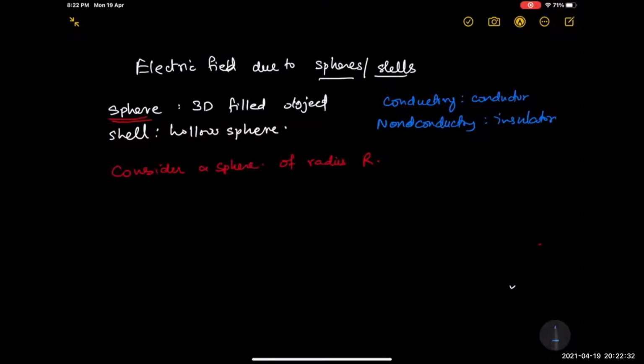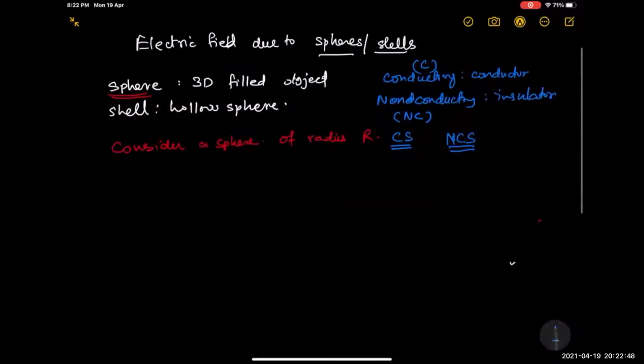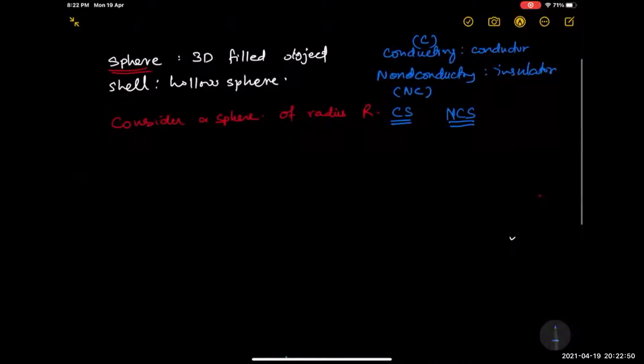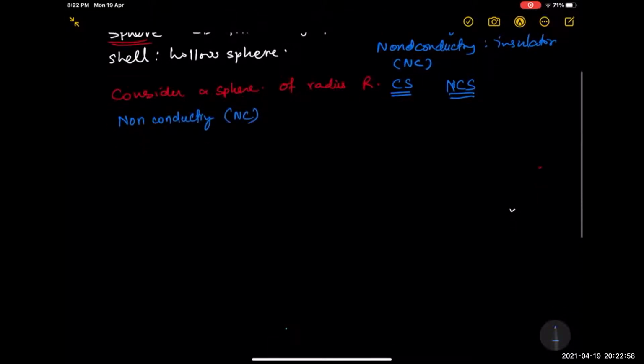I will call this NC and this C. So when I say CS, I mean a conducting sphere, and when I say NCS, I mean a non-conducting sphere. This will be the short form I'll be using. Consider a sphere of radius R, and suppose it is non-conducting, for example made of wood.